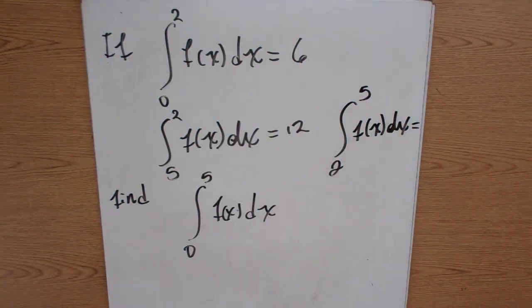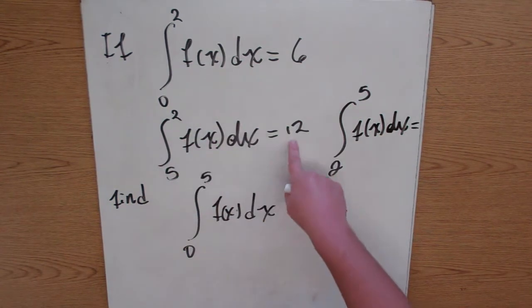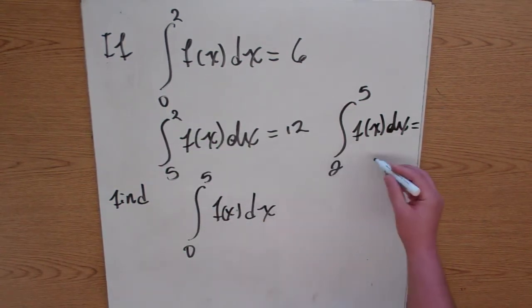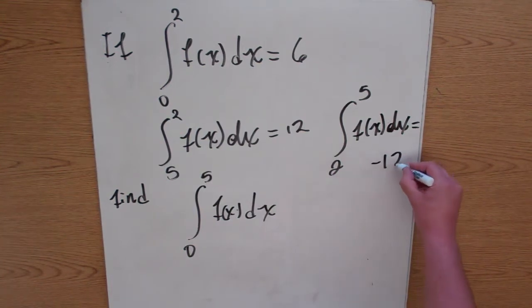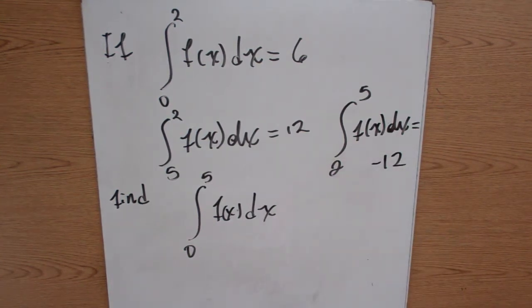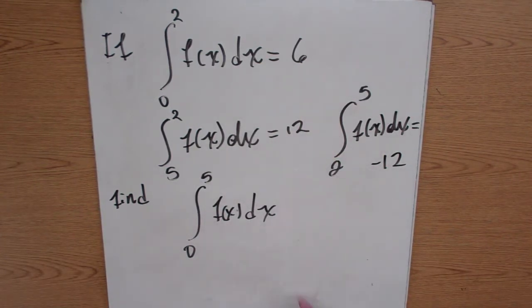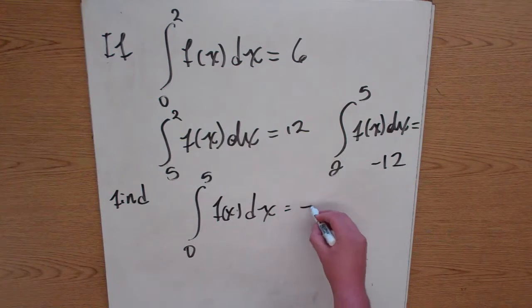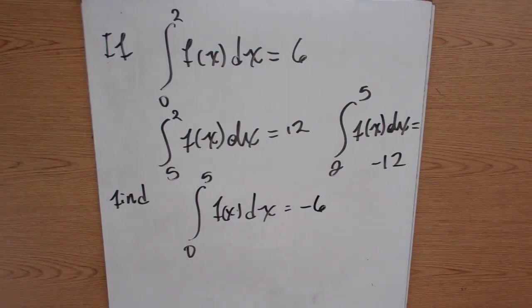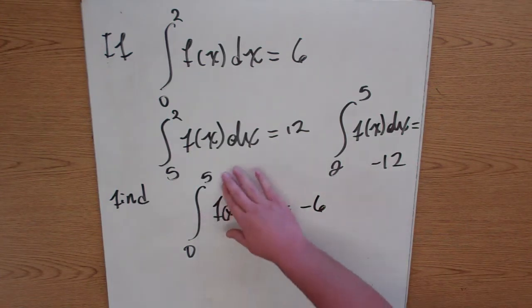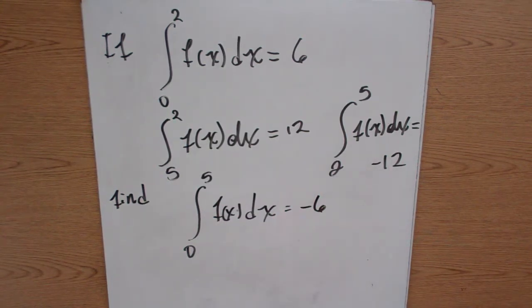Go back to what we just went over. Remember, when you flip these, it equals the negative value. So this would equal negative 12. So what would the whole distance equal? Well, all we have to do is add this to this, and 6 plus negative 12 is negative 6. So we don't know what the function is, but we can say that the integral from 0 to 5 of f of x dx is negative 6 based on our properties of integrals.